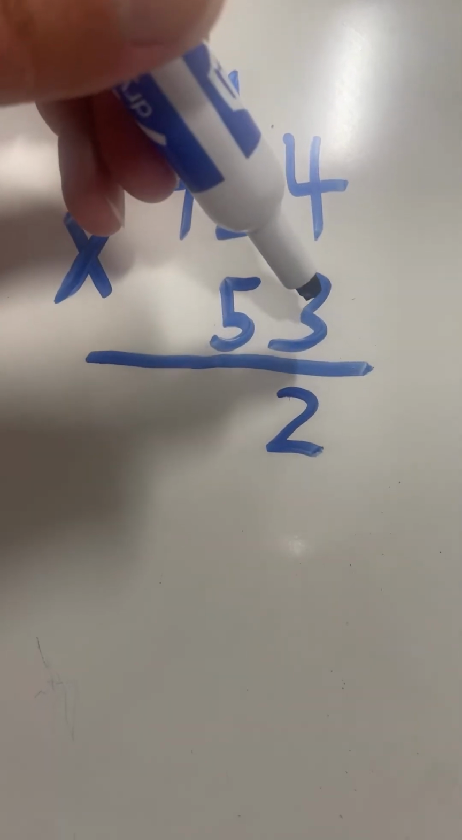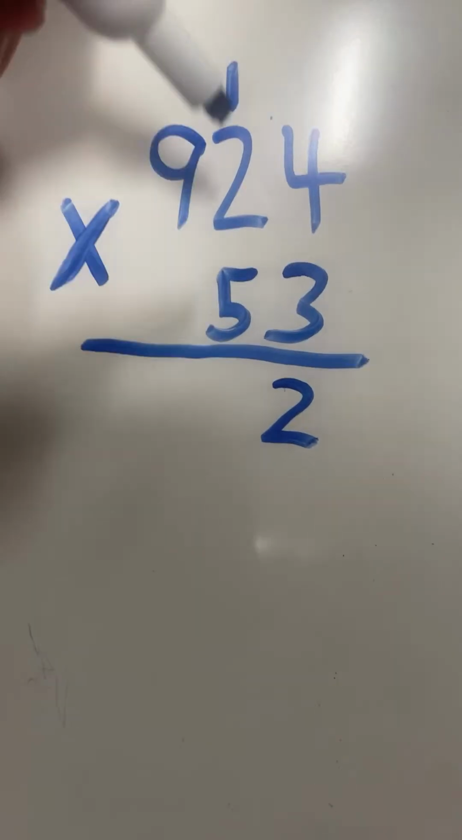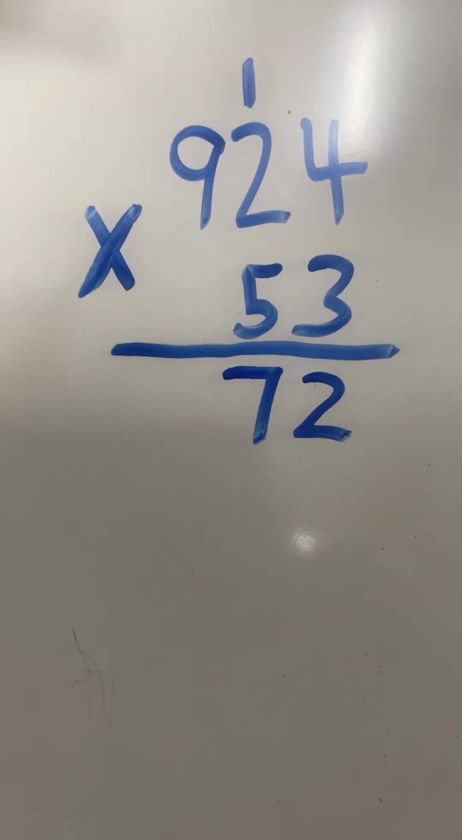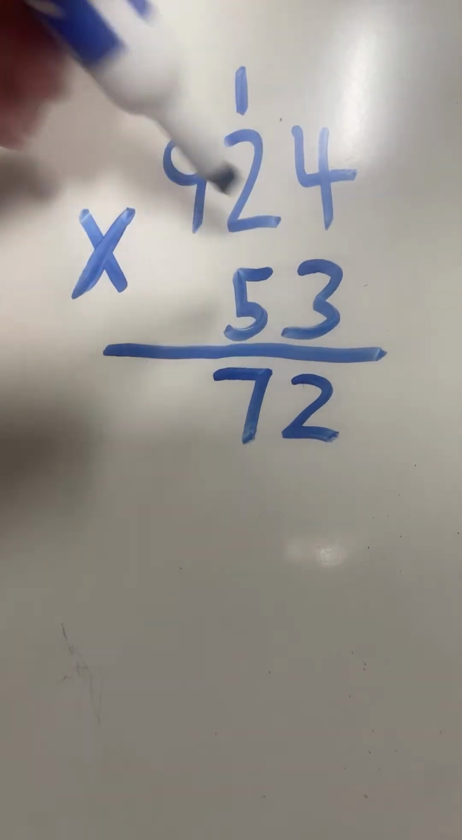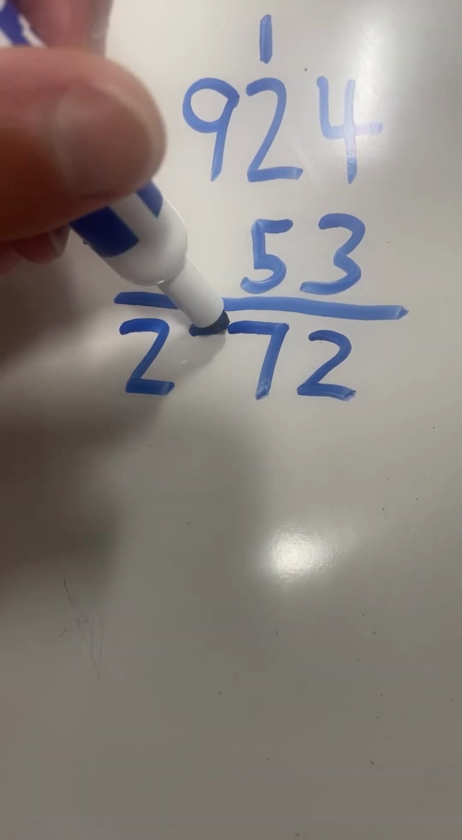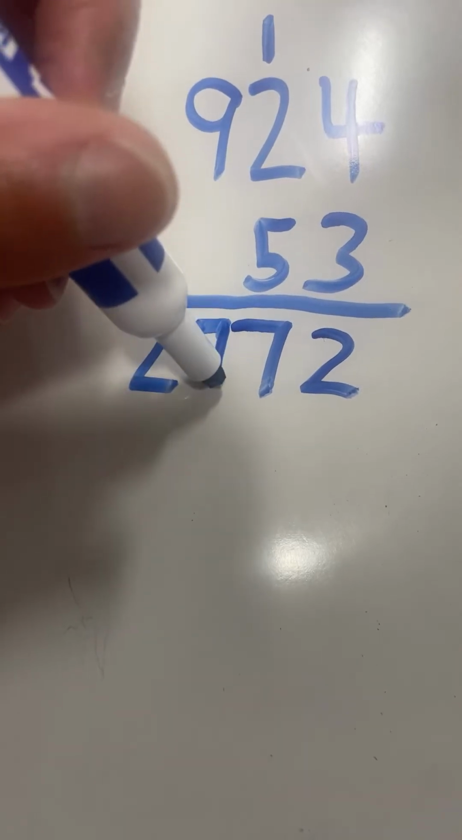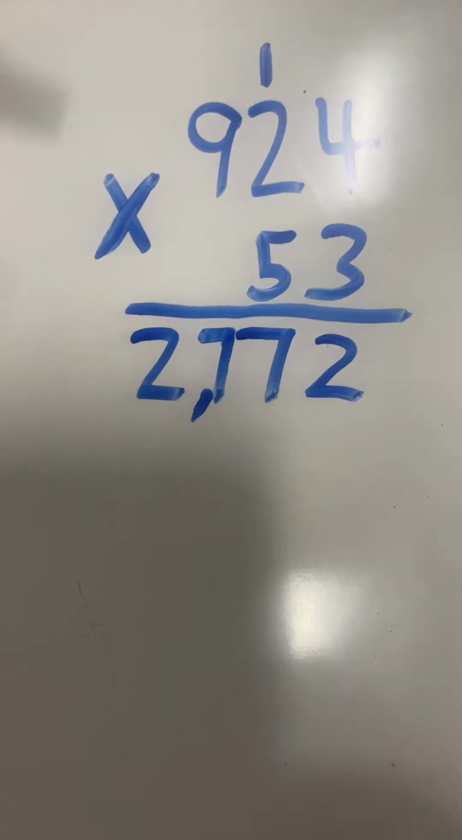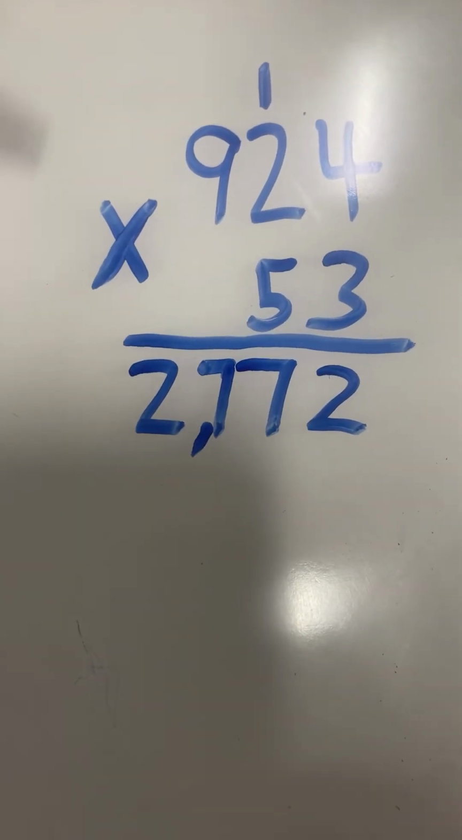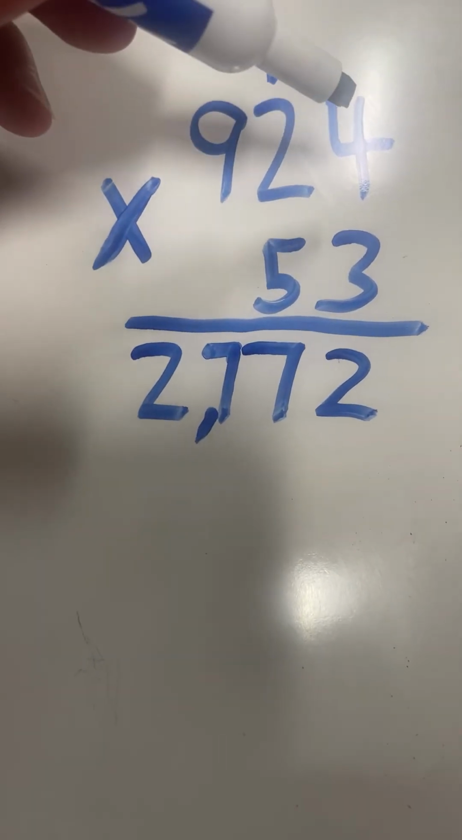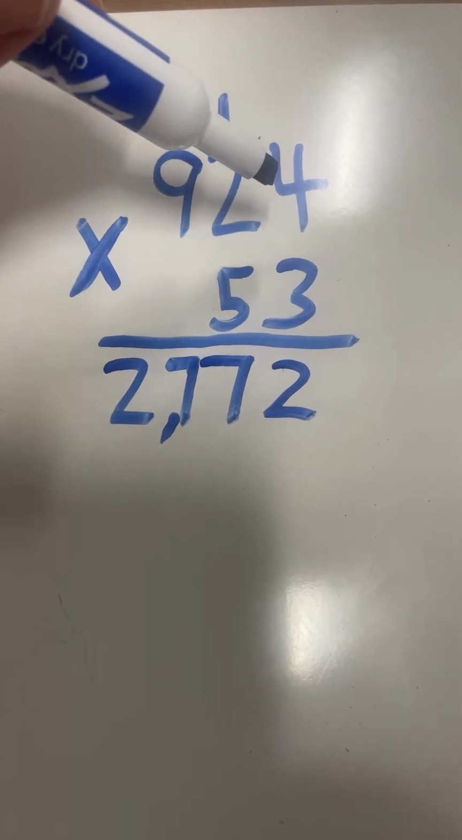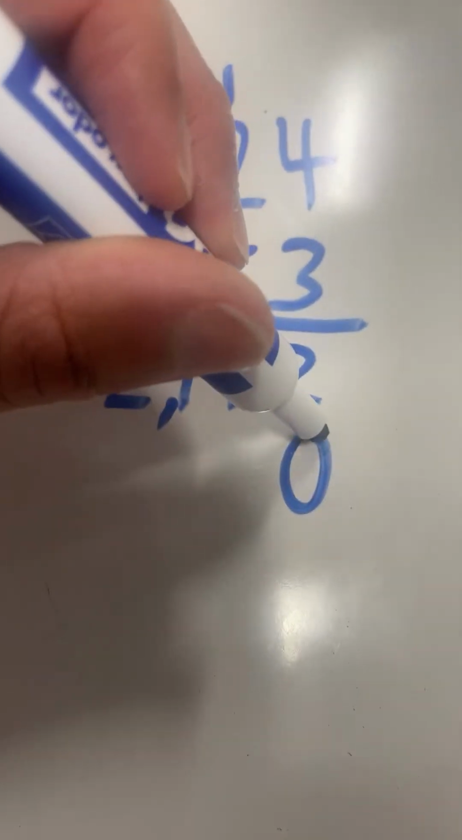2 times 3 equals 6, plus 1 equals 7. We don't need to regroup there because our product is less than 10. 9 times 3 equals 27. So far we have multiplied 924 times 3. Next, we're going to multiply the top 3 digits times the bottom digit in the tens place. Since both digits in the ones place have already been multiplied, we're going to put a 0 in the ones place.